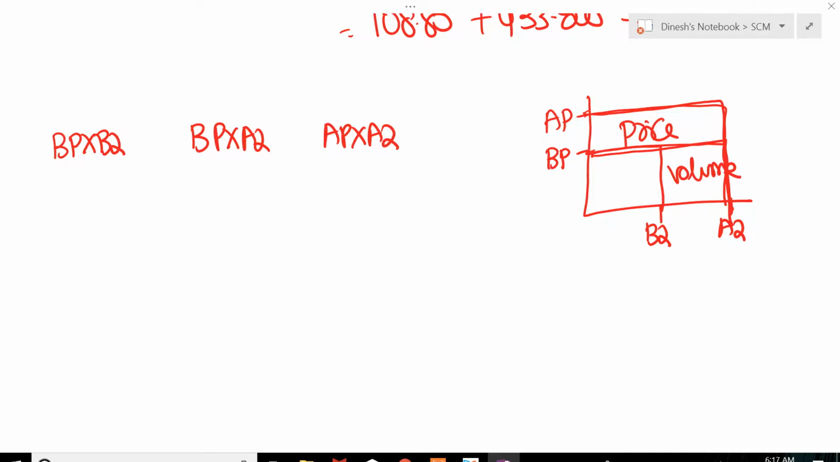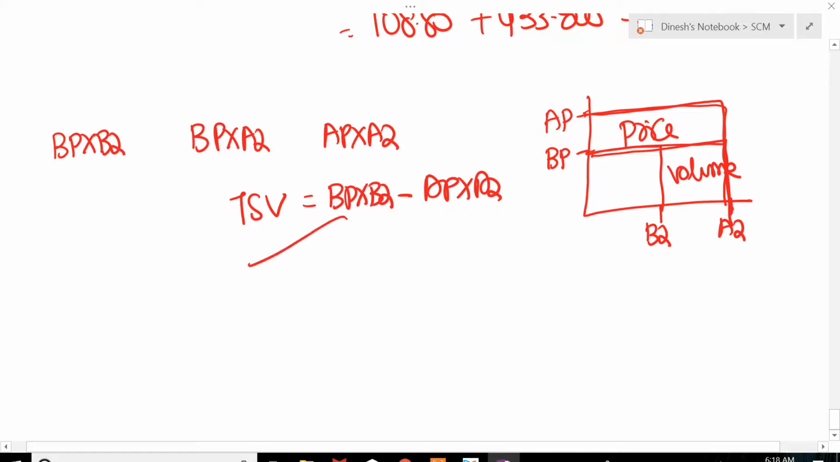So the main variance is called total sales variance, which is BP into BQ minus AP into AQ, split into sales price variance and sales volume variance. Price variance is the difference between BP and AP, BP into AQ minus AP into AQ. Volume variance is BP into BQ minus BP into AQ. Any doubts on this? The only important change is, if you get a positive answer here, it is adverse, and if you get a negative answer, it is favorable.